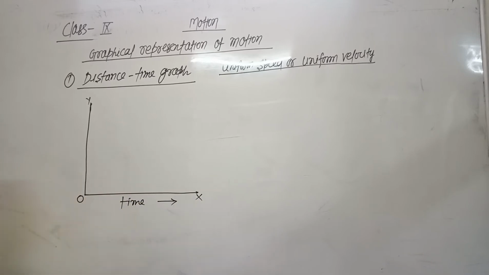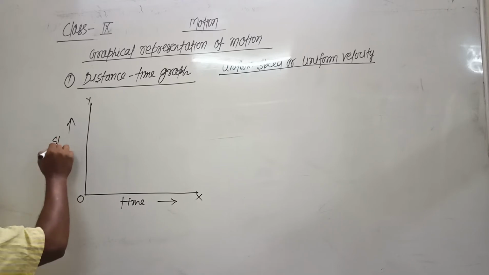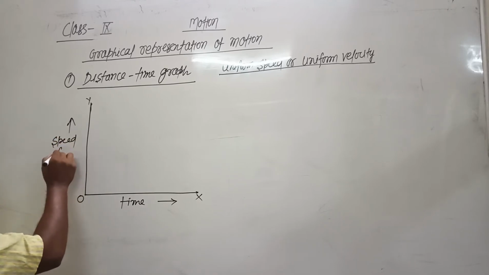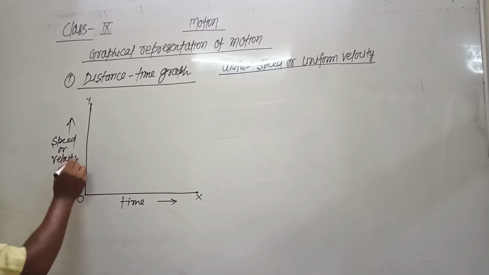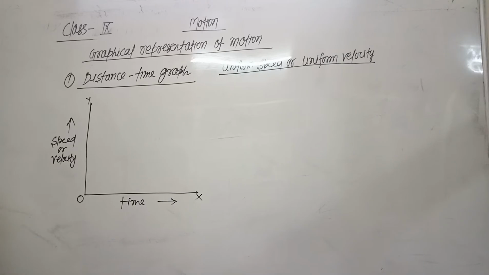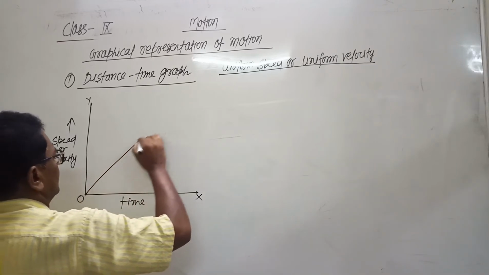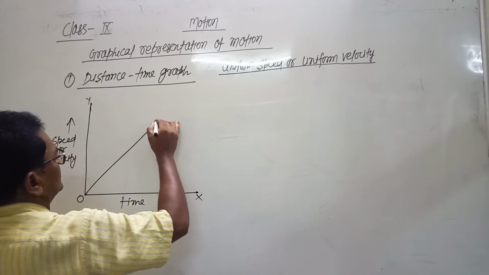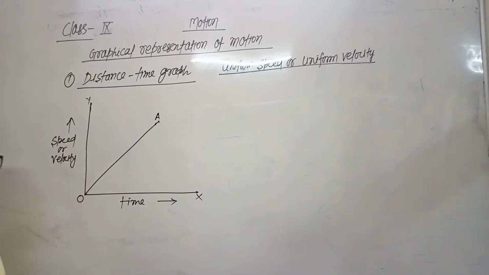X-axis is taken as time and y-axis is taken as speed or velocity. So when a body is moving with uniform speed or uniform velocity, then its distance time graph is a straight line inclined to the time axis.